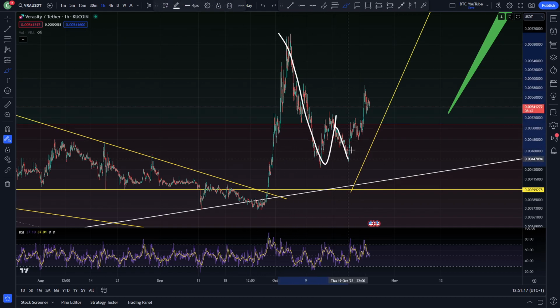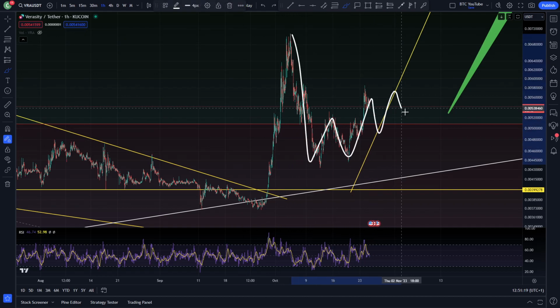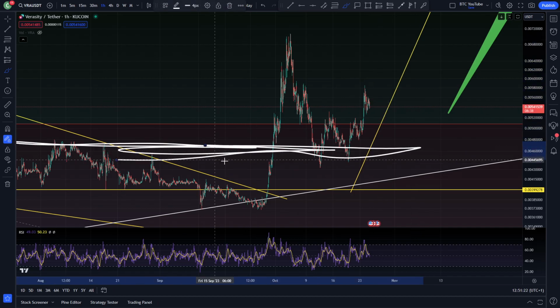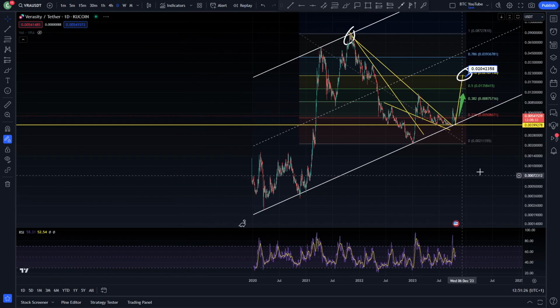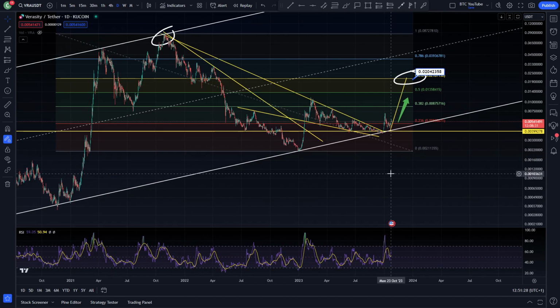Nice big retracement, basically just consolidating here really, aren't we? Back testing some of this previous structure here, and now looking like we're slowly heading back to the upside with Bitcoin looking bullish as well. Overall, still thinking Verasity is looking very good indeed.